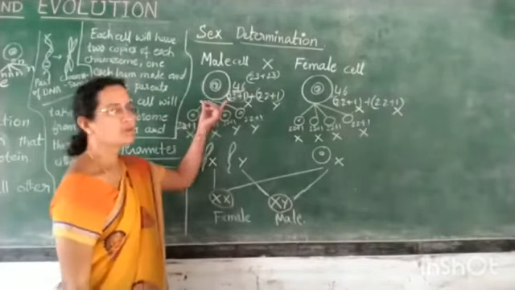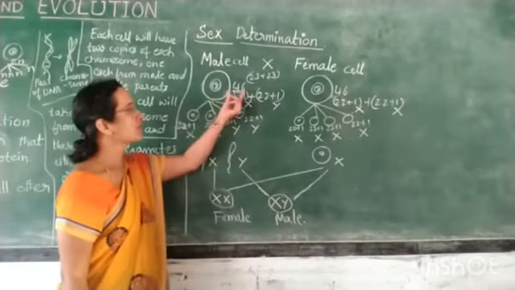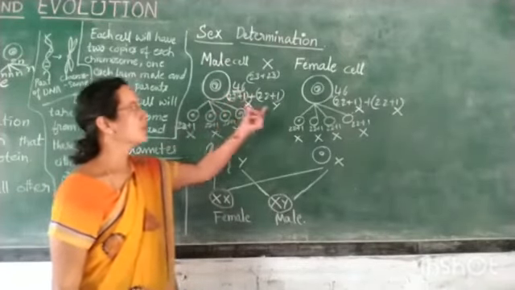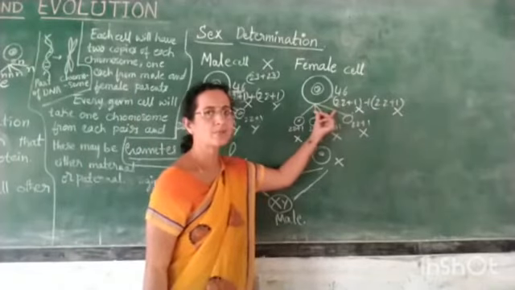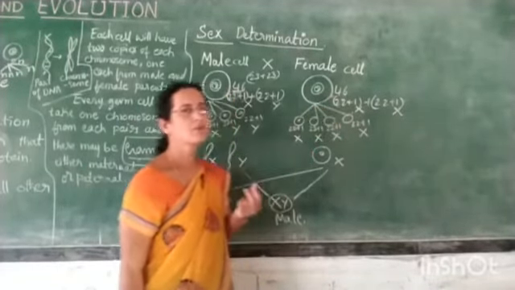Here you are seeing a male cell. The male reproductive cell consists of 46 chromosomes. Here the female reproductive cells present in the ovary also consist of 46 chromosomes.